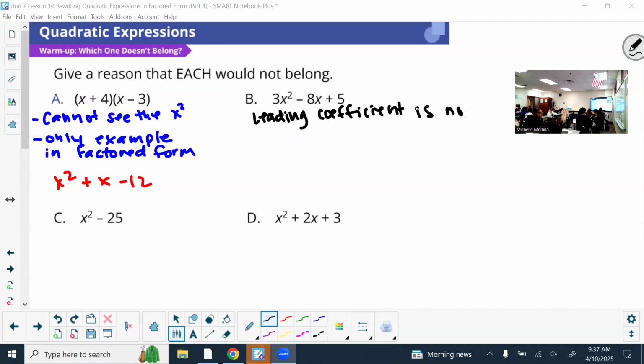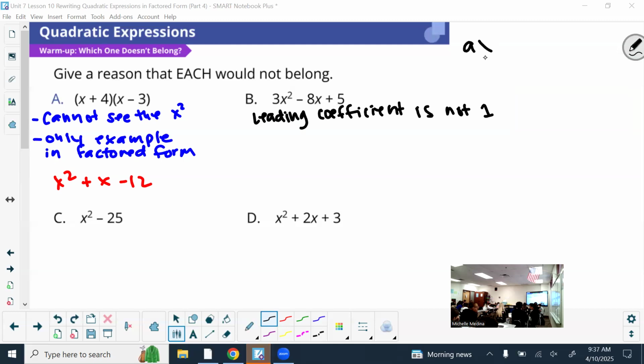Even in the first one, the factored one, our leading coefficient is still 1, like leading coefficient because it's the first one in standard form. You'll also hear me call that coefficient A because in our standard form, we identify the coefficients as something specific. So A is always in front of the x squared, B is always in front of the x, and C is always the constant, the single number. So I'm also going to include here, A is not 1. I don't even say that a lot.